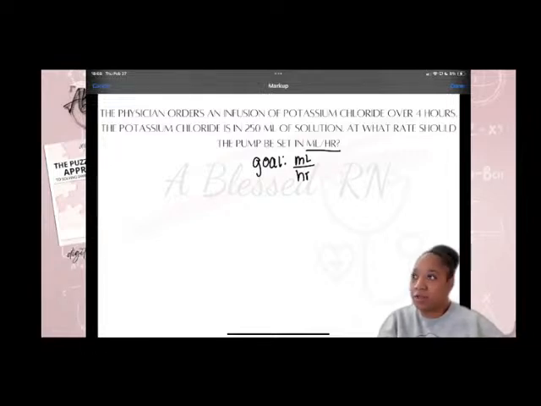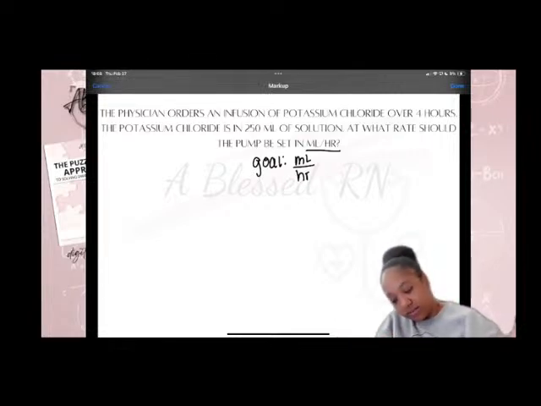All right. So, what an IV problem requires is volume over time. You might have a weight in there, you might have a drop factor in there, but the only things that you really need to be looking for are your volume and your time. Okay. So, what is the volume? 250 mLs. Okay. That's a puzzle piece.